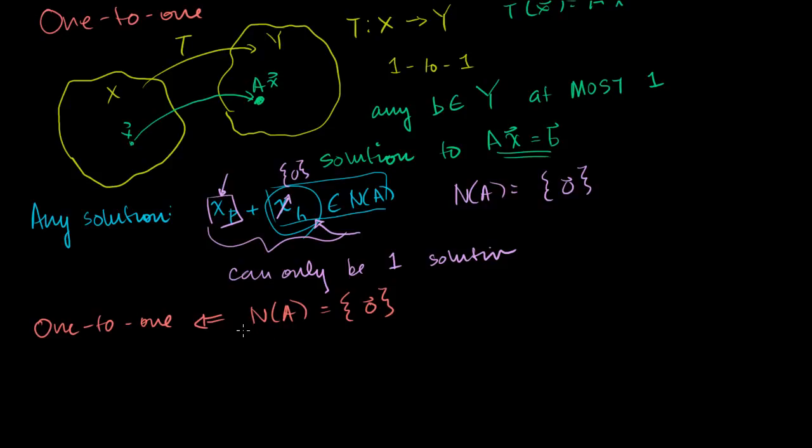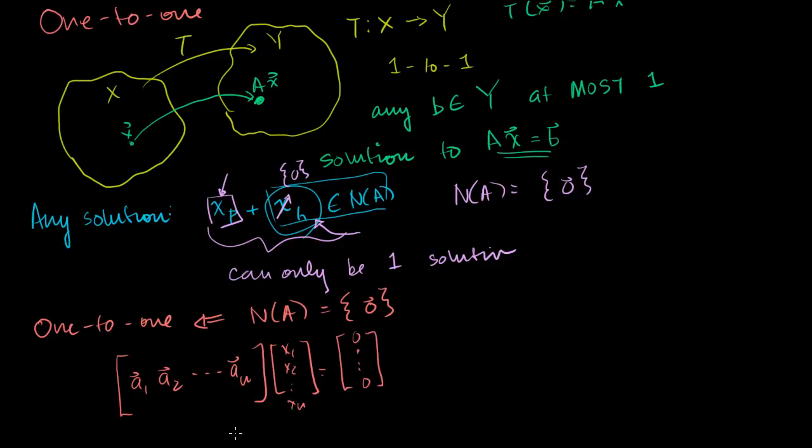Now, we've covered this many videos ago. What does it mean if your null space only contains the trivial vector? Let me make this clear. If your transformation matrix looks like this, a1, a2, all the way to an, and you're multiplying it times x1, x2, all the way to xn, and the null space is all of the x's that satisfy this equation, equal to 0, and you're going to have m zeros right there.